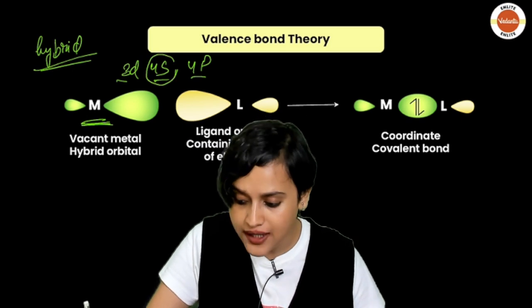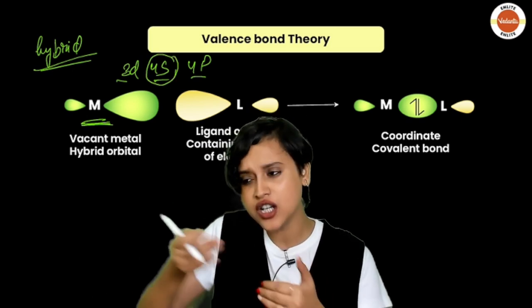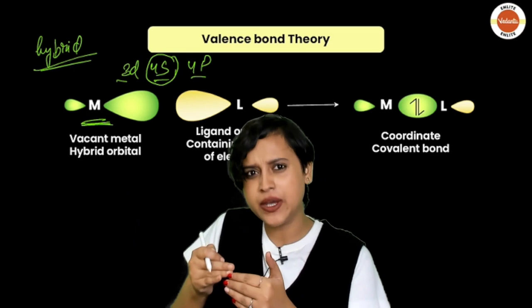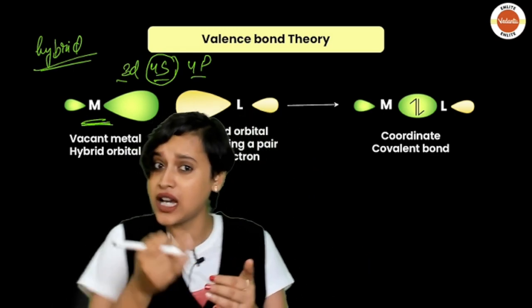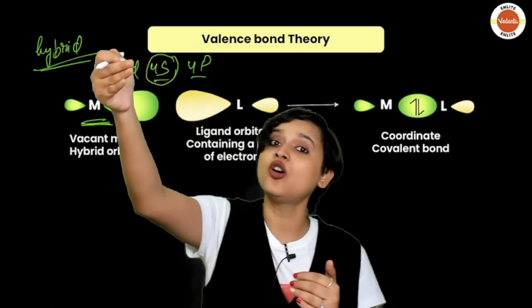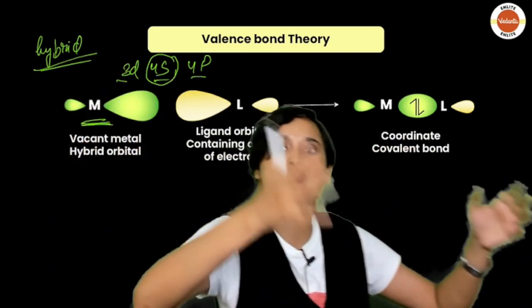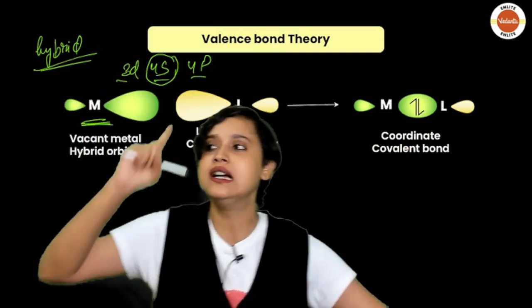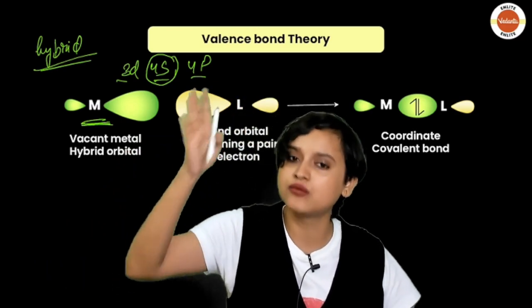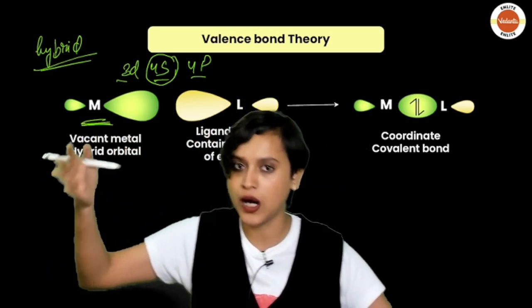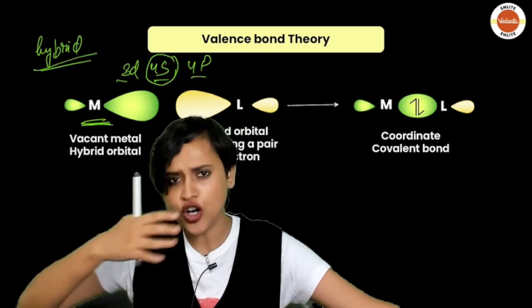we call 4s the penultimate shell, which is just behind the 3d series. Yes, just behind the 3d orbital. The 3d orbital is the ultimate shell in case the metal belongs to the 3d series, in case the metal is scandium, titanium, vanadium, chromium, manganese, iron, nickel, cobalt, copper, or zinc, right?